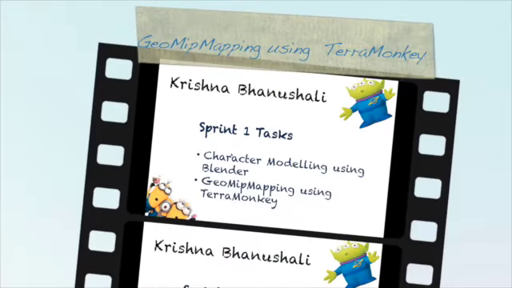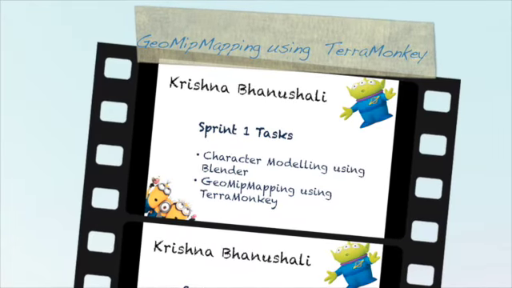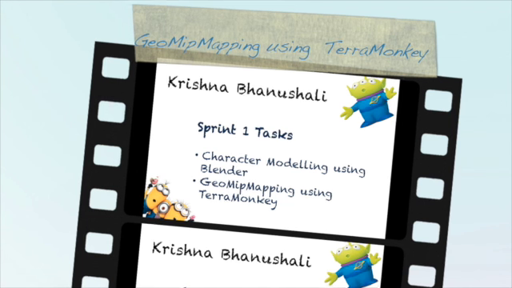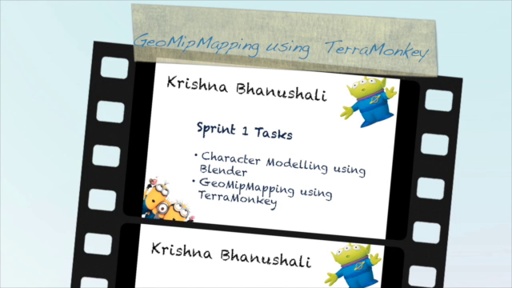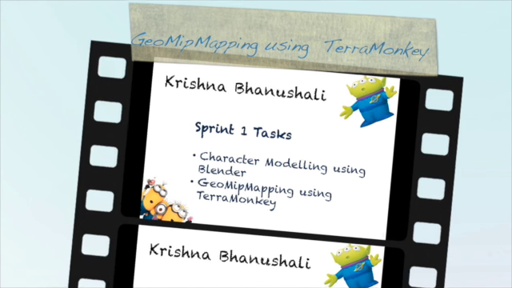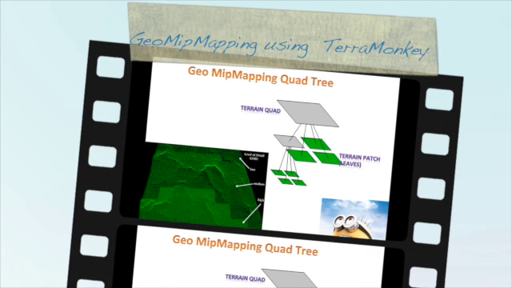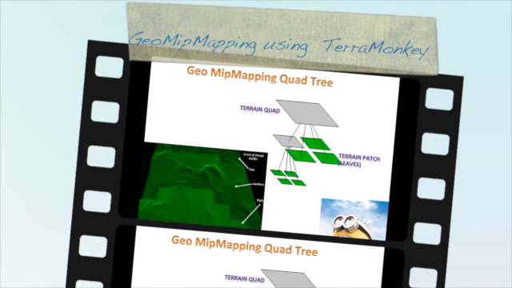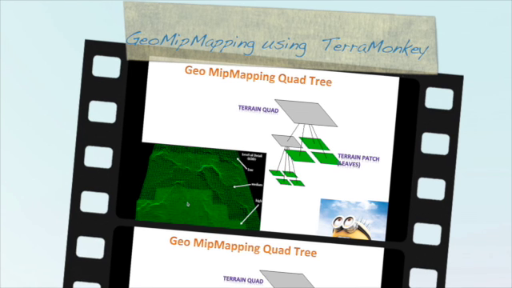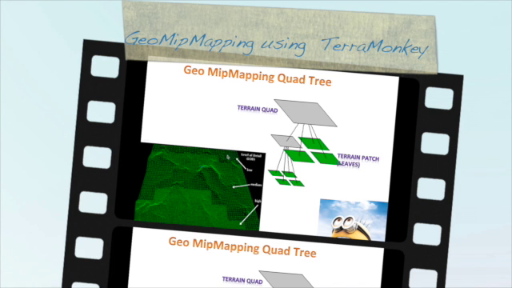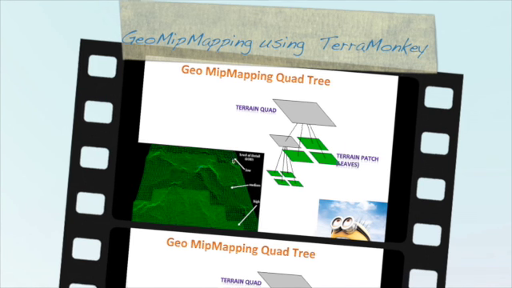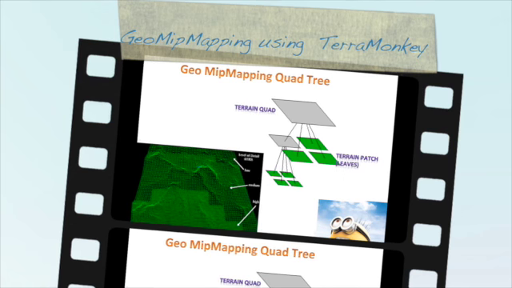So the second part of the sprint was geomap mapping using TerraMonkey. Geomap mapping is basically changing the level of detail of an element in the map based on how close or far it is from the camera. As you can see, the elements that are very close to the camera have a thicker mesh, and the ones that are away from the camera have a very sparsely populated mesh of triangles.